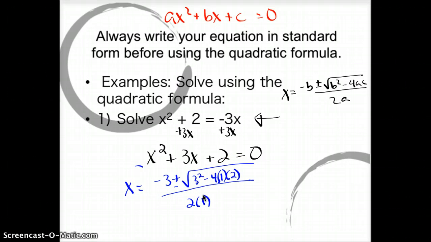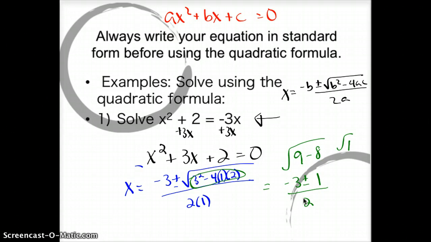My tip is that you always want to do order of operations. I highly recommend solving this first. You can use a calculator, but if it's easy like this, you don't have to. So 3 squared is 9, 4 times 1 times 2 is 8. So we're doing 9 minus 8, which is 1, and the square root of 1, lo and behold, happens to be 1. So what I'm actually going to be solving here is negative 3 plus or minus 1 all over 2.